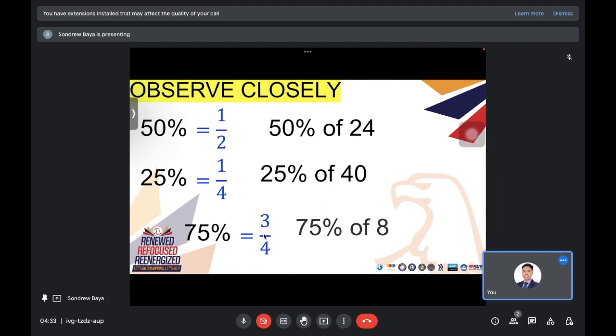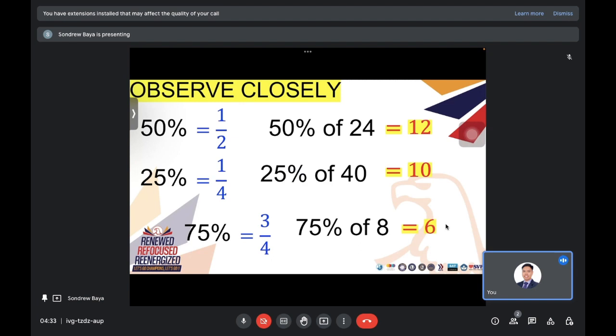50% of 24, meaning half of 24, that's 12. 25% of 40, remember 25% is just 1/4. Divide by 4 first. So 40 divided by 4 is, very good, 10. And 75% is just 3/4, or simply get 1/4 first, then multiply by 3. So 75% of 8 will just be 8 divided by 4 gives you 2, and later multiply by 3, because 75% is 3 times the 25%. Then this gives us 6.